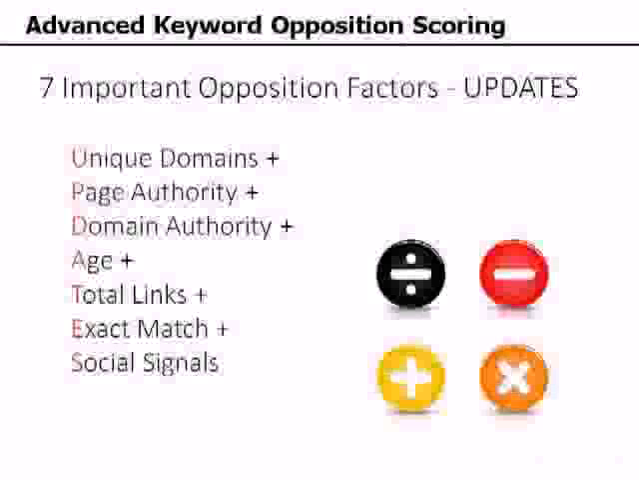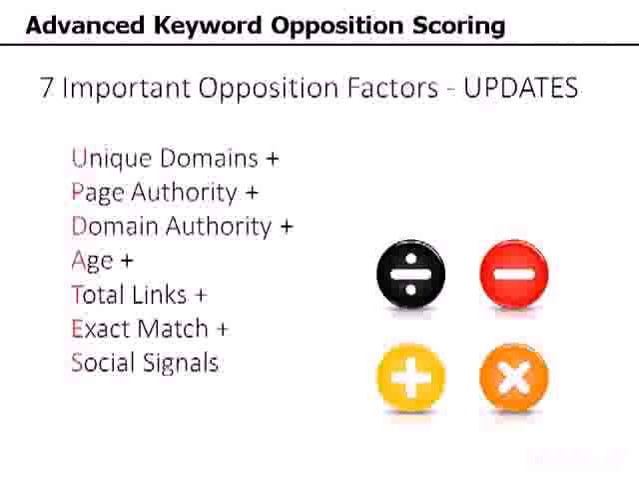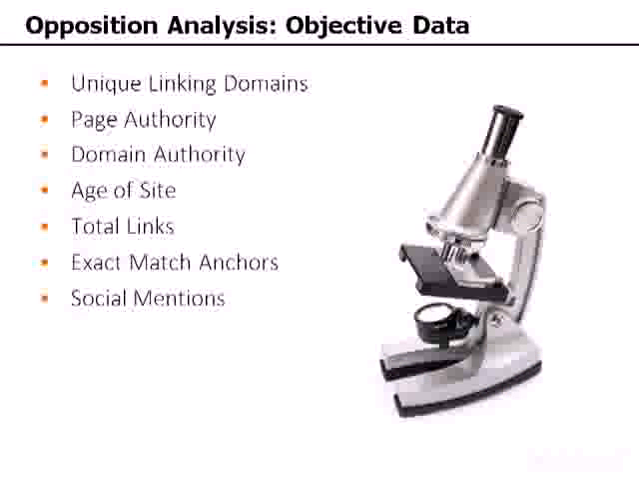So some good key points, some opposition scoring, objective data. I use what I call updates, and this is using unique domains, page authority, domain authority, age, total links, exact match anchors, and social signals. And these seven things are very important factors to the algorithm. They've been consistently important over time, and they're things that we can measure objectively. All of these things we can use a tool to measure in aggregate and pull into a spreadsheet.